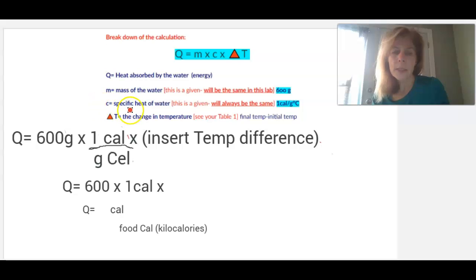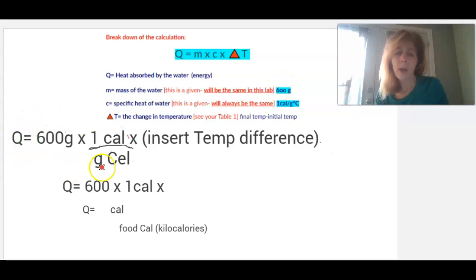Then the small c is the specific heat of water, and that goes back to what a calorie actually is. A calorie is what it takes to raise a given amount of water a degree Celsius, okay? So that's a constant. That's not going to change. So these two numbers are given to you. The only thing you need to calculate really is the change in temperature. And you did that in data table 1.